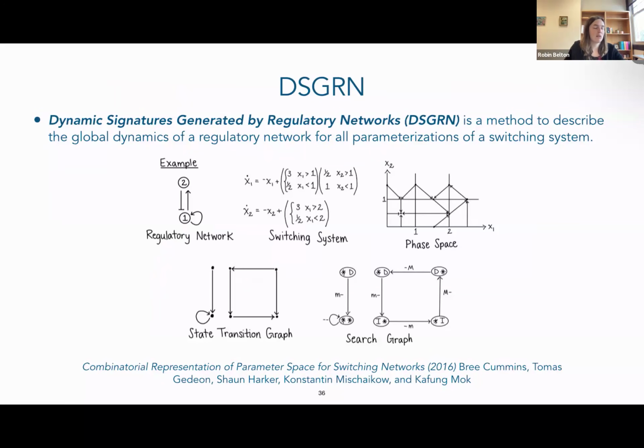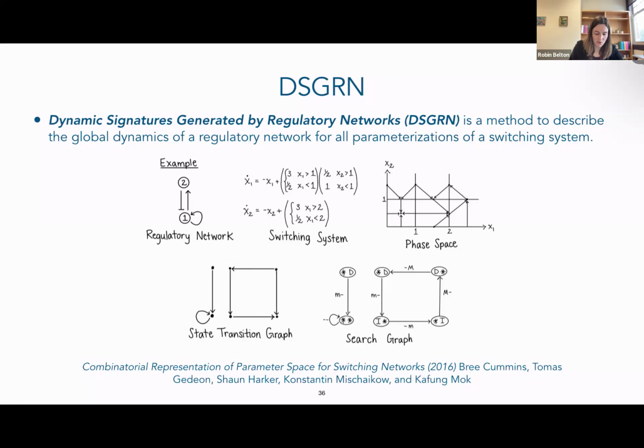Often, many people are interested in associating a dynamical system to a regulatory network to better understand how all these genes are interacting with one another. There's been a lot of work done in this regard. One is dynamic signatures generated by regulatory networks, DSGRN. This is a method to describe the global dynamics of a regulatory network for all parameterizations of a switching system, where a switching system is an ODE.